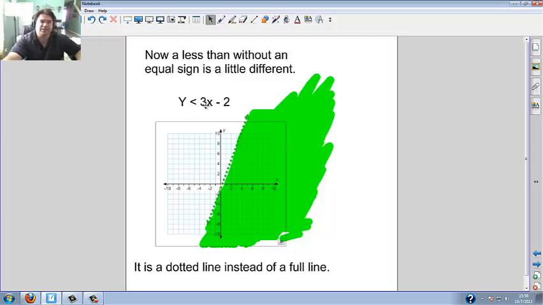And back. Now, a less than without an equal sign is a little different. So in other words, y is less than 3x minus 2. Same procedure, except I go down 2 and then up 3 over 1 is normal. But because there's no equal sign, I can't make this a full line. I just make it a dotted line, meaning that's the border.